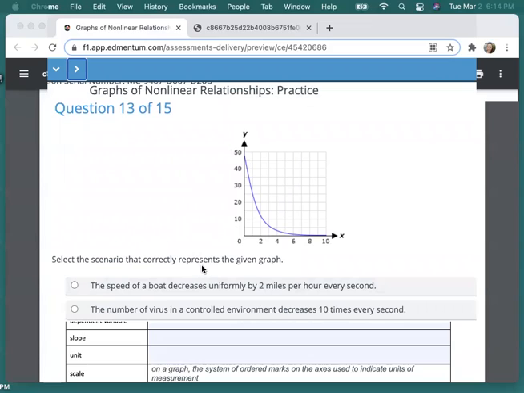So what scenario could represent this graph? It's going down and it's exponential, so it's probably a decay or a decrease of something. And the correct answer is the current through an electric circuit is halved, or it's like decreasing by half every second. So if we're starting at 50, after 1 second, it's at 25. After another second, it's at 12.5. After another second, it's just over 6. So it's decreasing by a half every second.